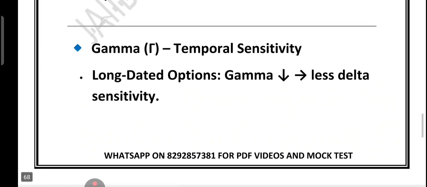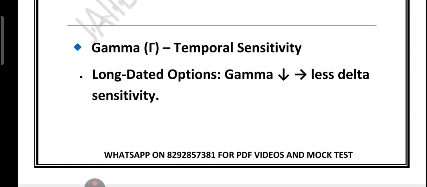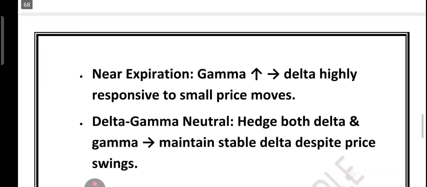Now gamma shows how sensitive delta is to the price change. For longer dated options, gamma is low, delta does not change much. And if it is near expiry, gamma rises, and delta reacts sharply to small price changes.